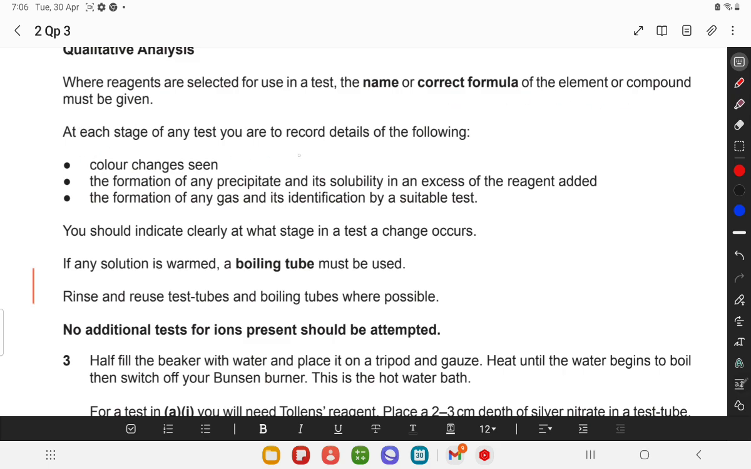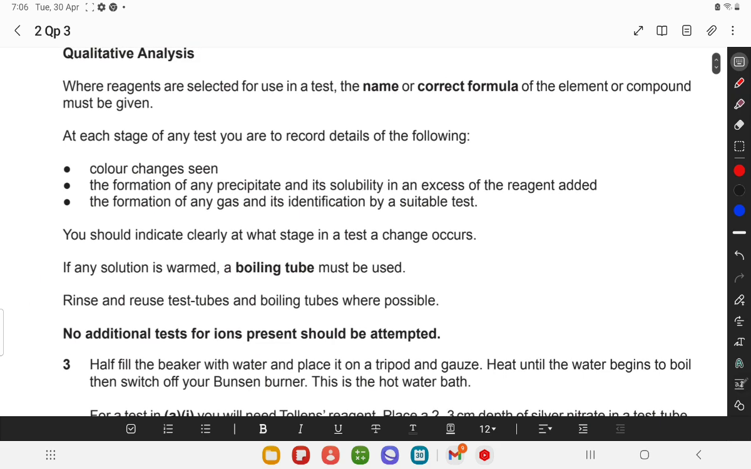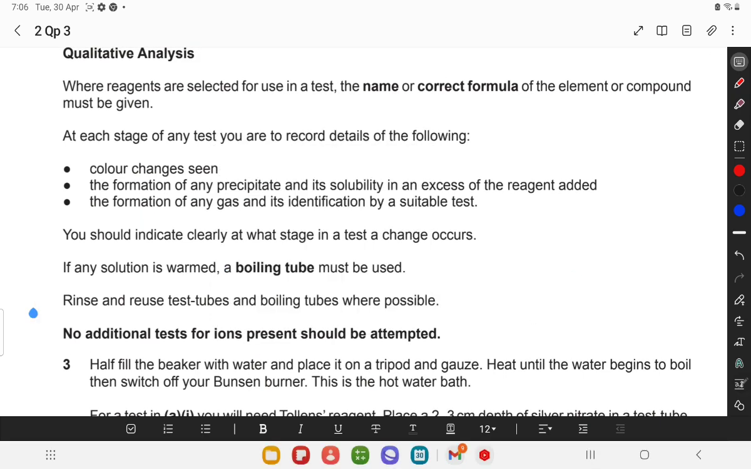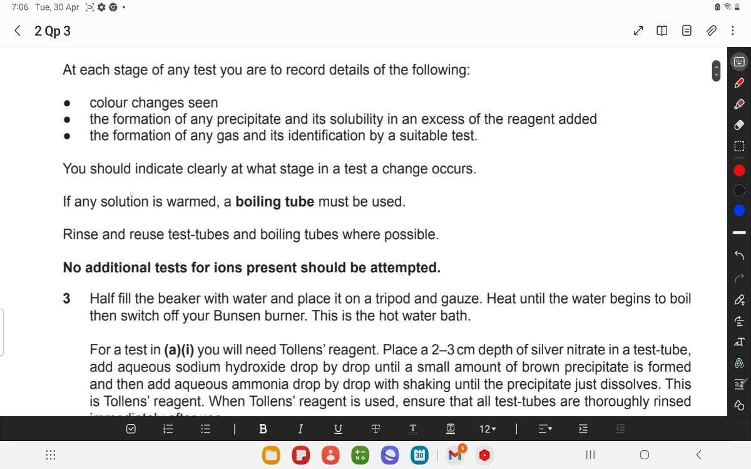At each stage of any test, you are to record details of the following: color change seen, the formation of any precipitate and its solubility in an excess of the reagent added, the formation of any gas. If in a test any gas is evolved, just write down the test of that gas for identification. You should indicate clearly at which stage in a test change occurs.